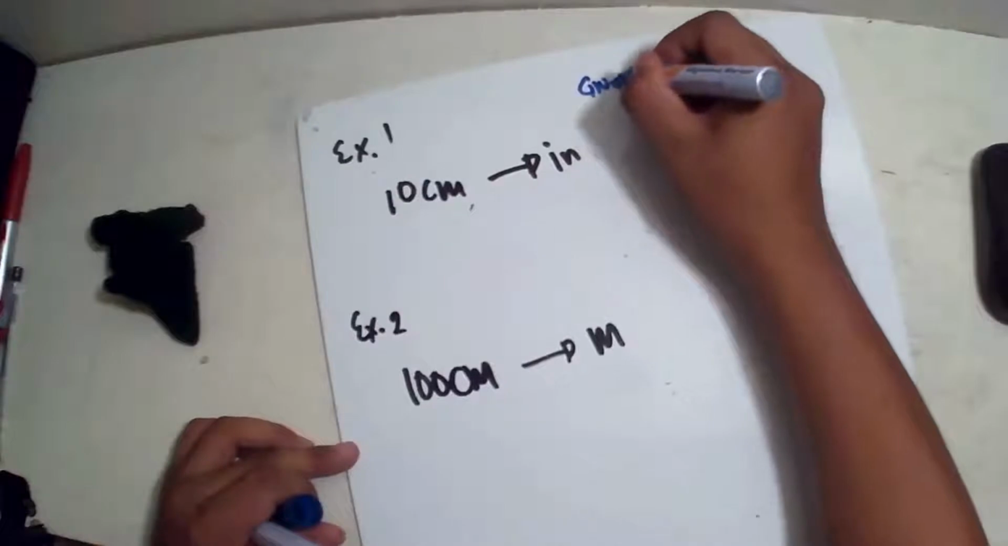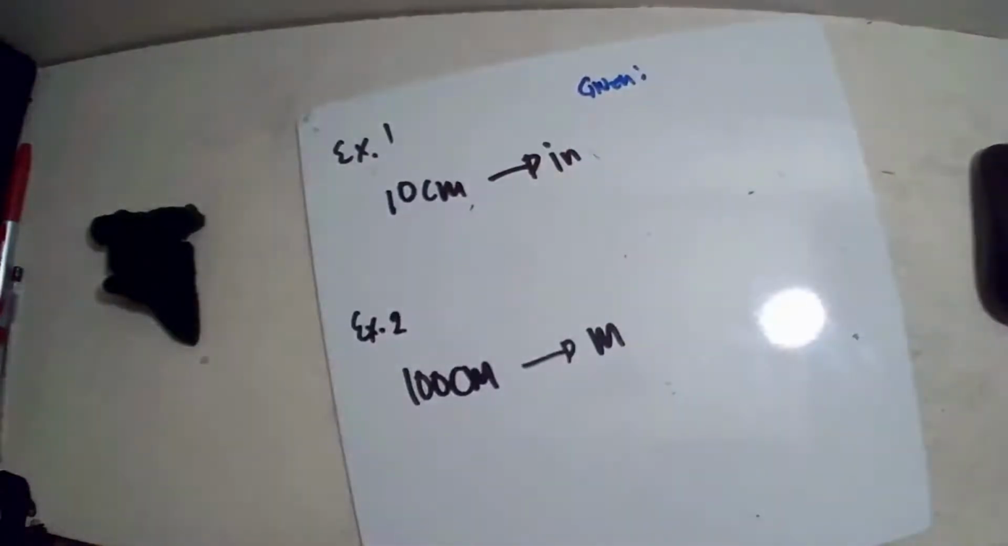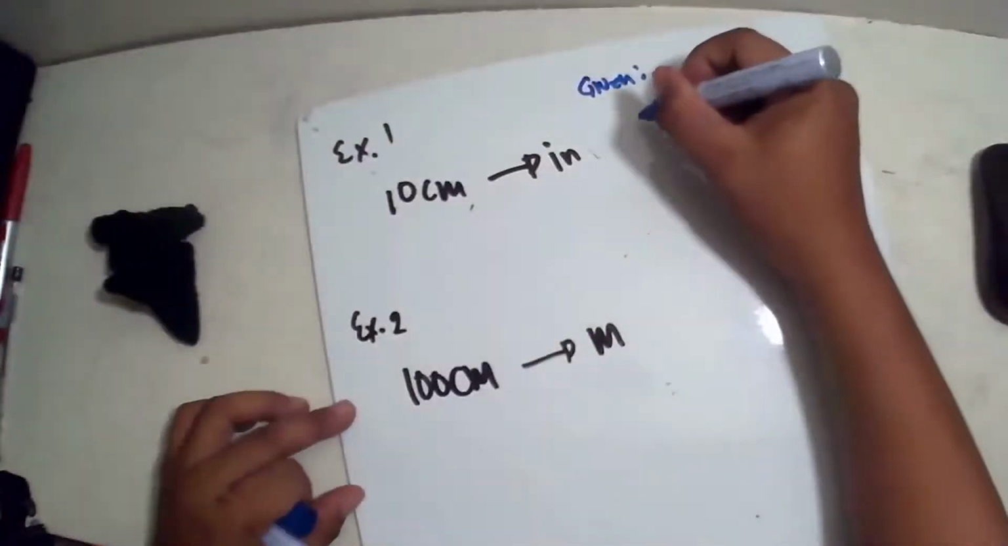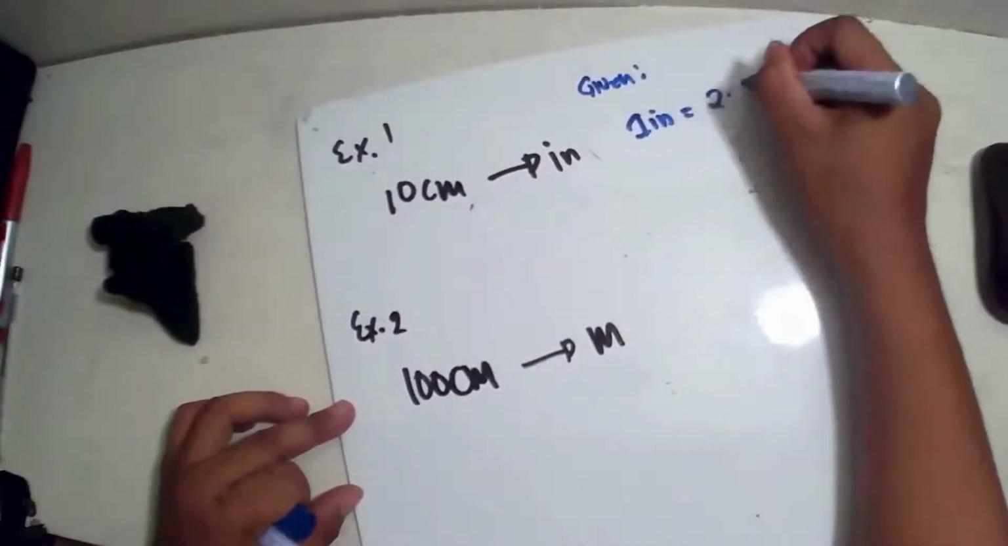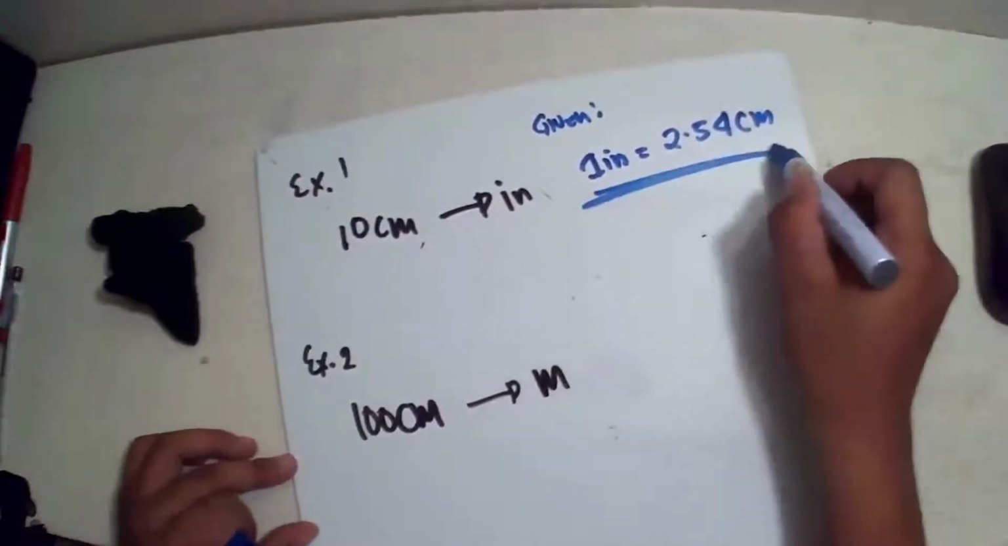First, we have to list the given: 10 cm. We will go back to the conversion table and try to find a direct relation of centimeter to inch. For example, inch to centimeter, so we have a direct relation. That means I can put here 1 inch is equivalent to 2.54 cm. So this is my basis now.